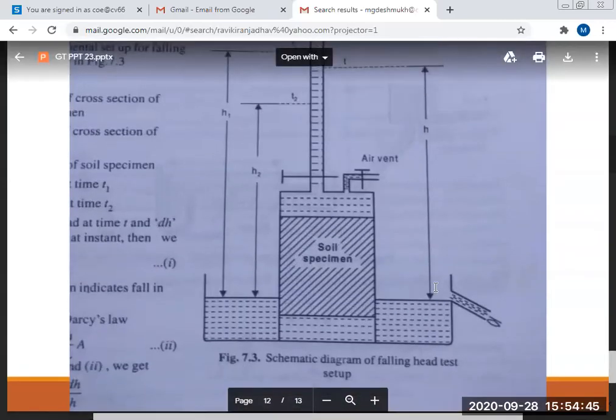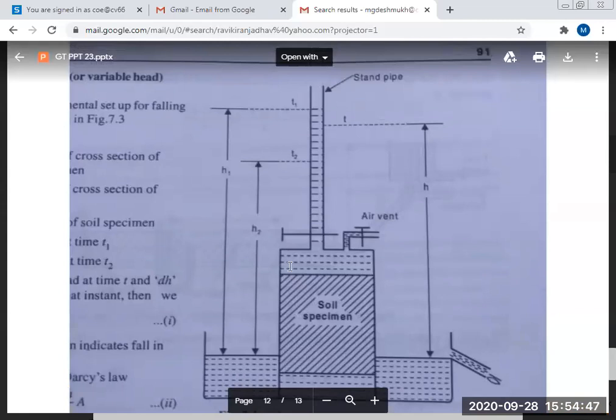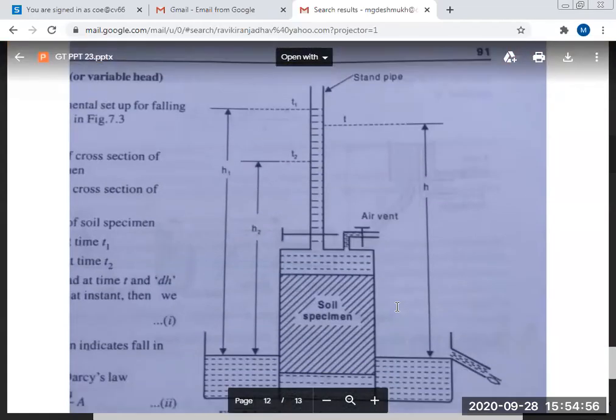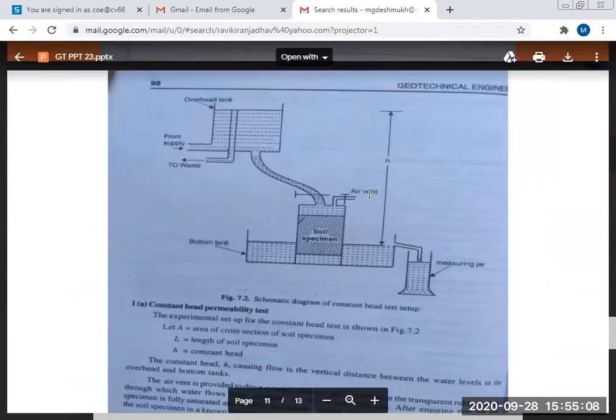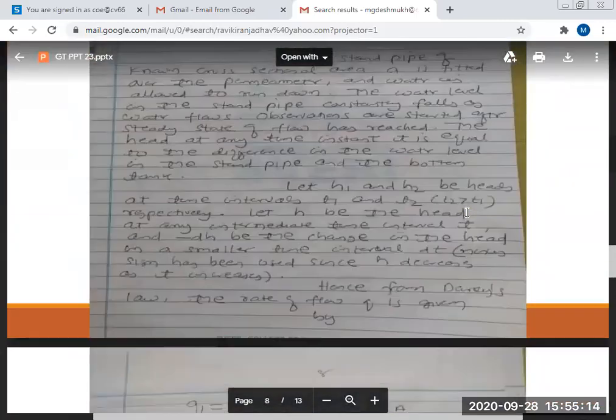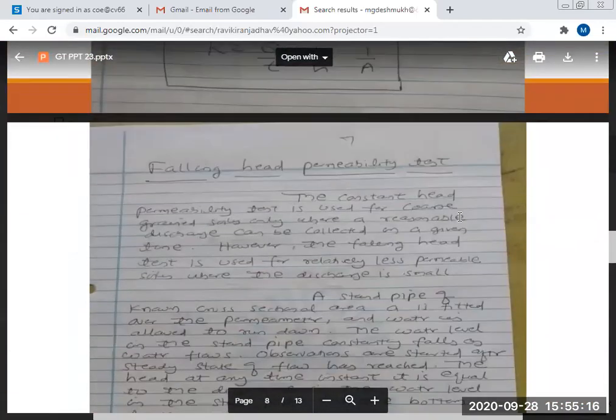So this is the diagram of the falling head test. Instead of an overhead tank, here there is the soil specimen, bottom tank, everything. Water is poured from the top, so head is not constant here. What you have to find is the time t1 for h1, and when the head falls, the time for that. In case of the constant head permeability test, head is constant. The derivation is also there. So now we shall take this one.